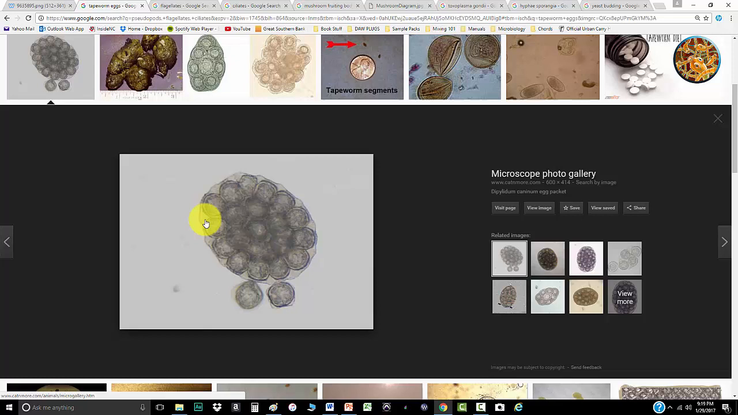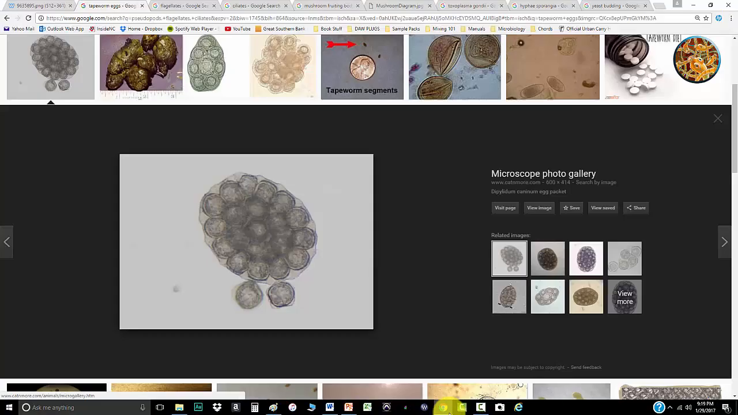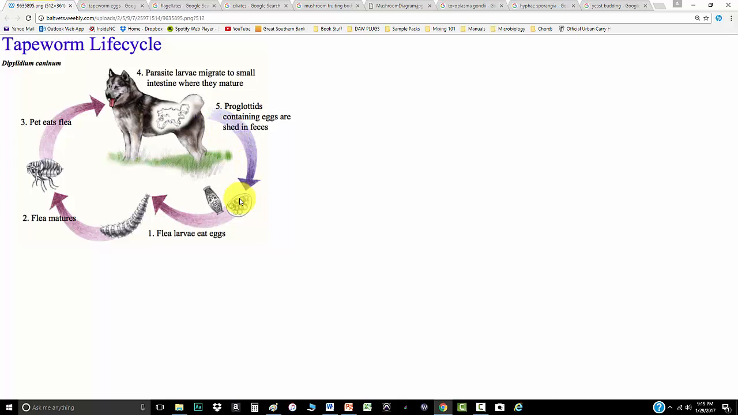So the proglottid breaks out from the dog, or it could be a cat. And here's what that's showing. And then ultimately, here's what has to happen. It actually has to be picked up by a flea larvae. So fleas have their own life cycles, and one of the things that they do is they go through a larval stage that actually looks a lot like a worm, kind of like a butterfly larvae, and they actually feed off of the tapeworm eggs.